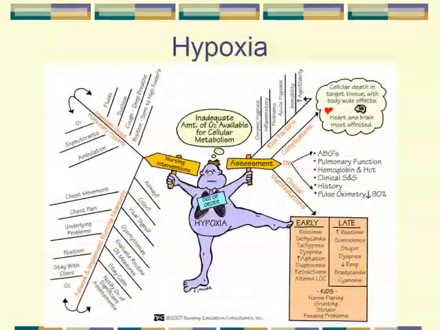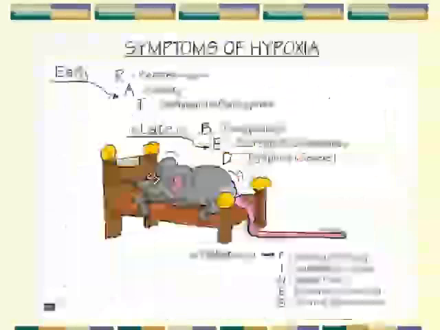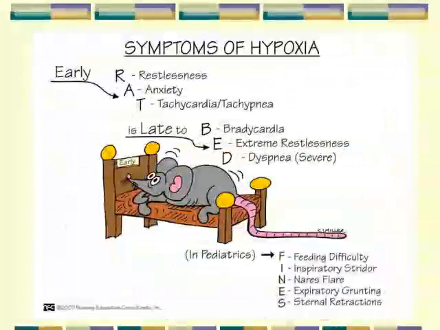inadequate oxygen for cellular metabolism, talks about some nursing interventions that you might do, risk factors for, and treatment thereof, and symptoms associated with it. And here again are some symptoms of hypoxia from the memory book, just to help figure out some of that stuff. And you can see it's a little bit different when you're talking about pediatrics, because you'll have a feeding difficulty, inspiratory stridor, and grunting, sternal retractions.